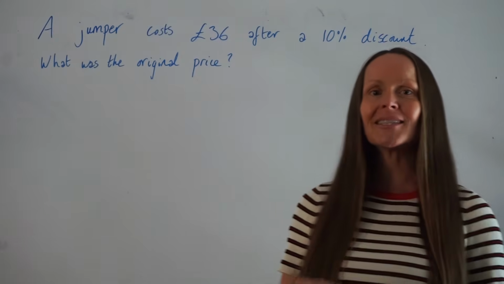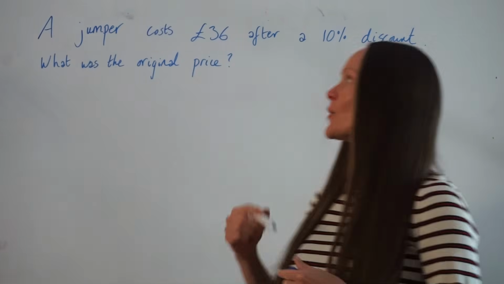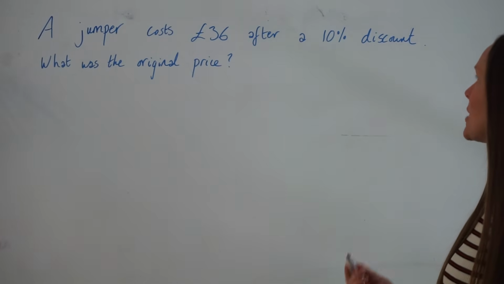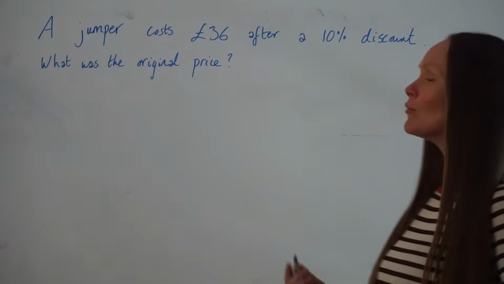I'm going to show you how to answer reverse percentage questions. So in our first example, it says a jumper costs £36 after a 10% discount. What was the original price?